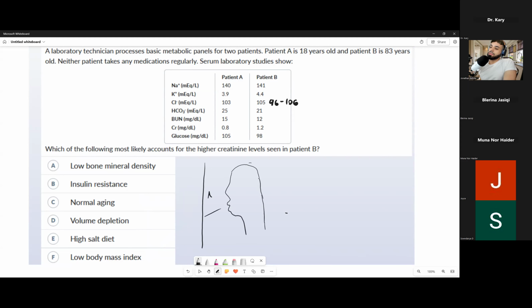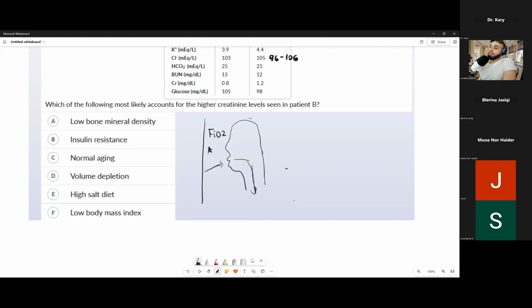Oxygen from the atmosphere, which is FiO2, goes into our ventilation system. In order to get into the lungs, it has to go through our ventilation system until it reaches the alveolar, the network of alveoli. All that oxygen has to go here.